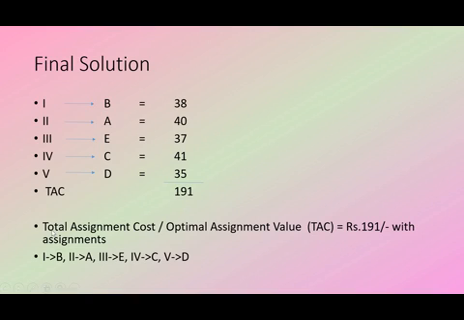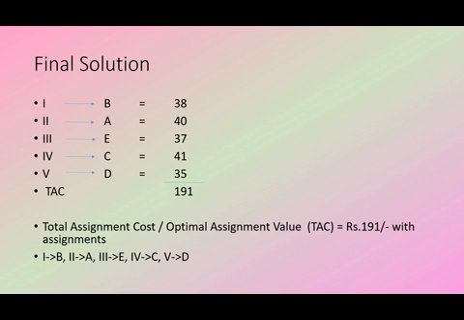So in minimization case, I used to write it as total assignment cost. The same thing, we call it as optimal assignment value in maximization. So the optimal assignment value is rupees 191 with assignments 1 to B, 2 to A, 3 to E, 4 to C, and 5 to D. Right? Understood? Is the problem simple?